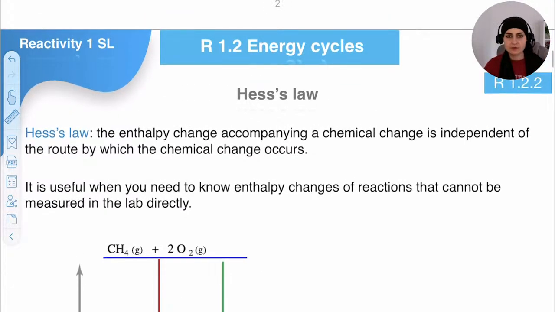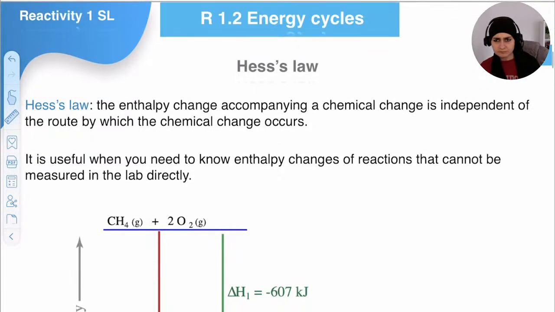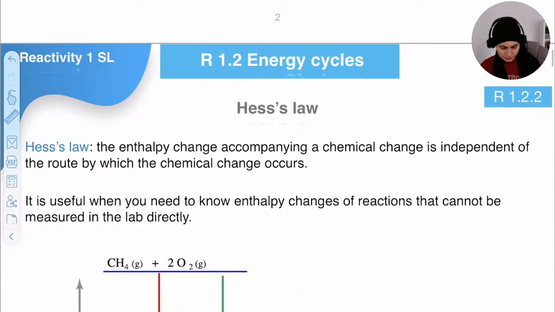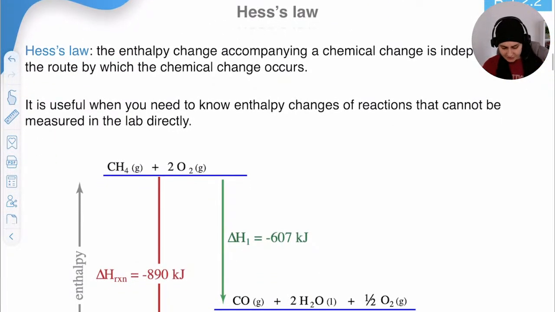So that's Hess's law. It's also an SL part. So it would be 1, 2, 2. So the definition, you don't really need the definition, but it is in the specification, so I'll tell you. Hess's law says that the enthalpy change accompanying a chemical change is independent of the route by which the chemical change occurs. A lot of chemical words here, but I'll explain what it means.